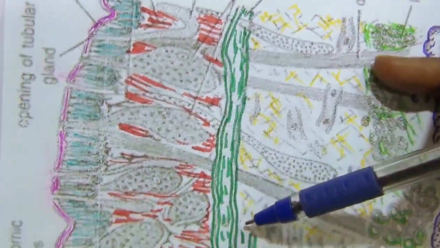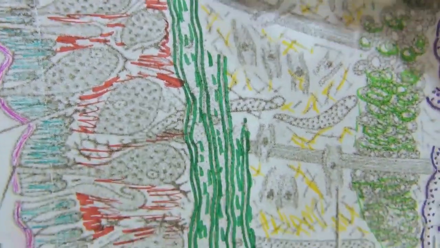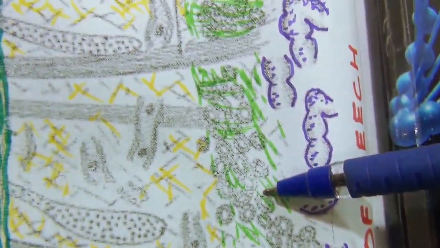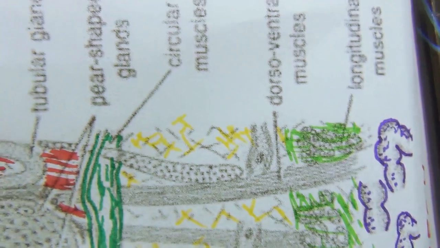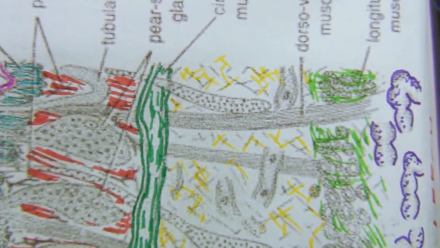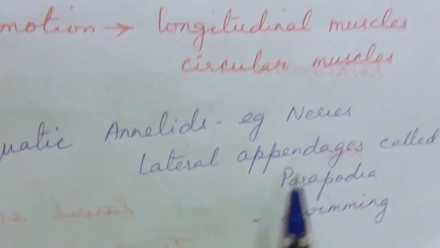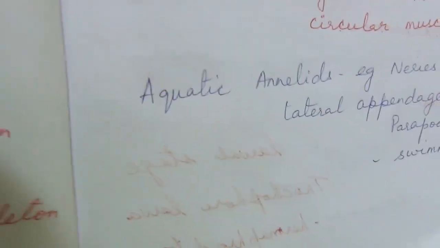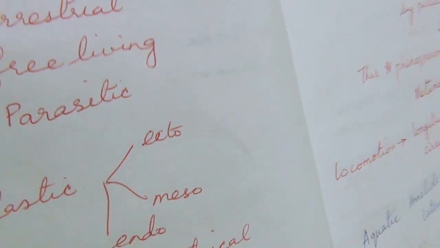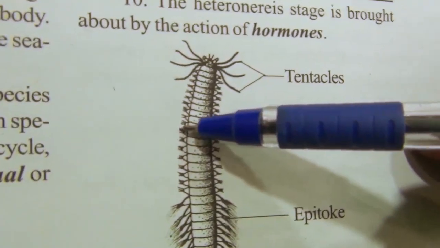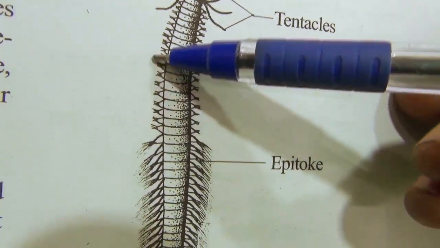This is the leech, this is the circular muscle, and this is the longitudinal muscle of the leech body wall. And these two muscles are very helpful in the locomotion of the annelids, children. And coming to the aquatic annelids, just now we have seen Nereis. They have lateral parapodia or lateral appendages. See, these are the parapodia. They are helpful in their locomotion.